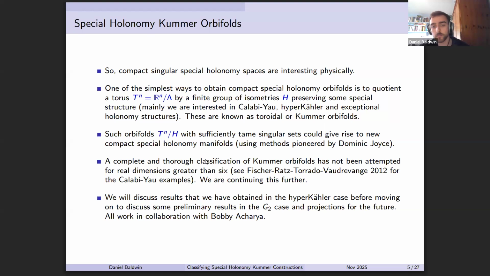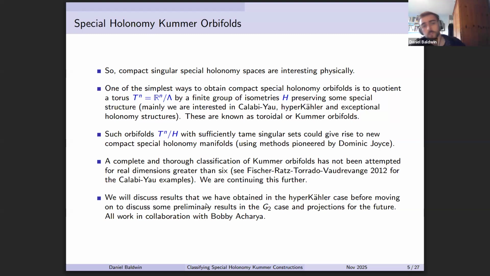A complete and thorough classification of all Kummer orbifolds hasn't been attempted for real dimensions greater than 6. So for 7 and above, the number of Kummer orbifolds isn't known. And you can see work by Fisher and collaborators from 2012 for the Calabi-Yau examples. So they classified all 6-dimensional Calabi-Yau toroidal orbifolds. And we're continuing this work further.